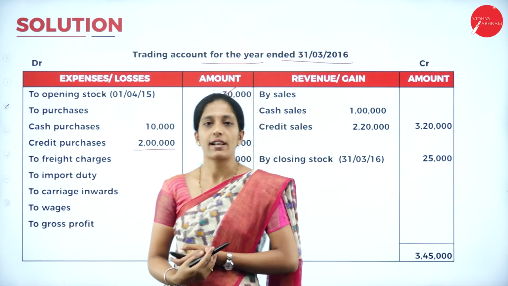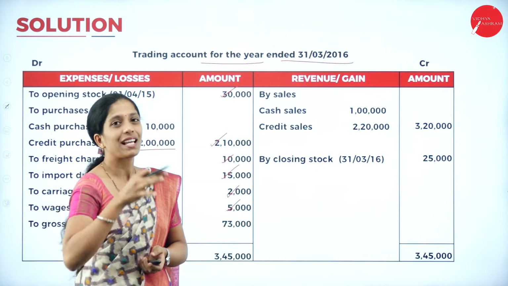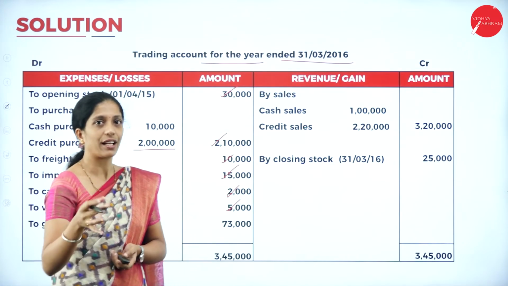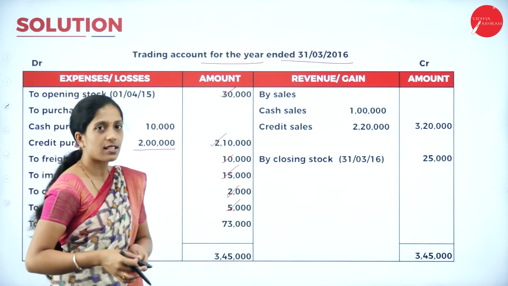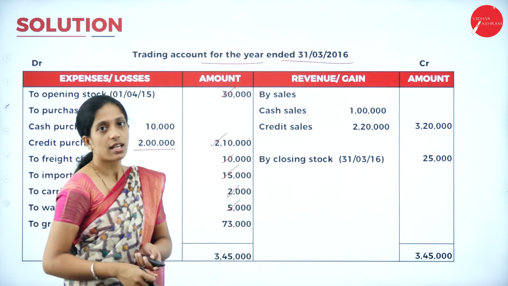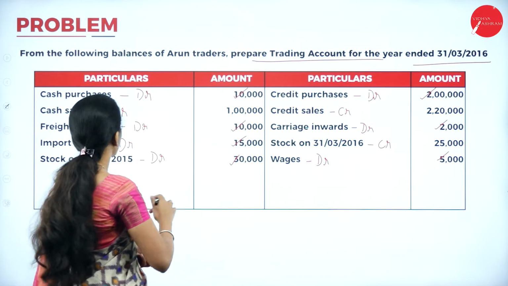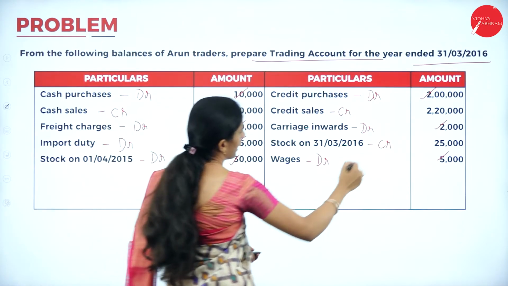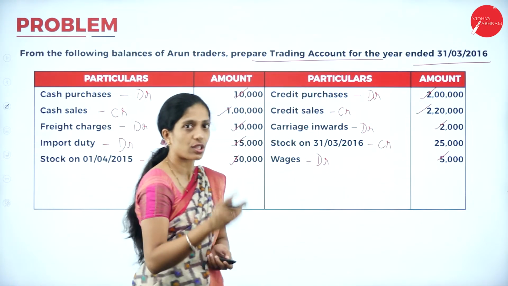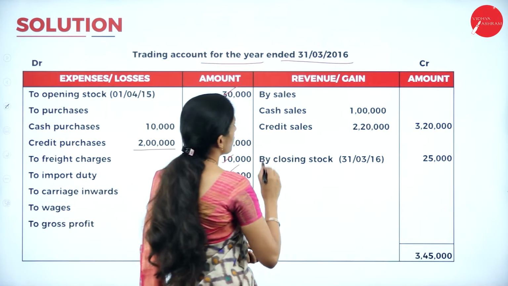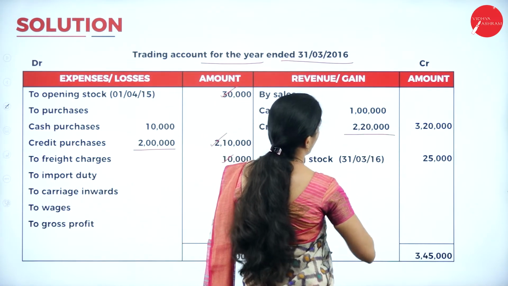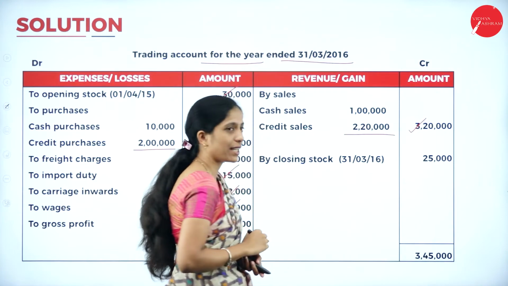Now coming to the credit side, we have to write by sales less returns by closing stock. Now sales. Here they have given cash as well as credit sales, so we have to write together. Cash sales 1 lakh, credit sales 2 lakh 20,000. Add both, it is 3 lakh 20,000.